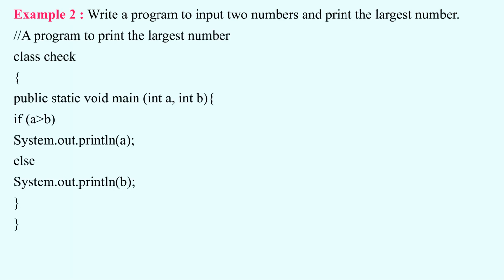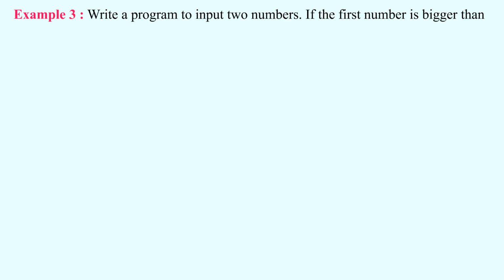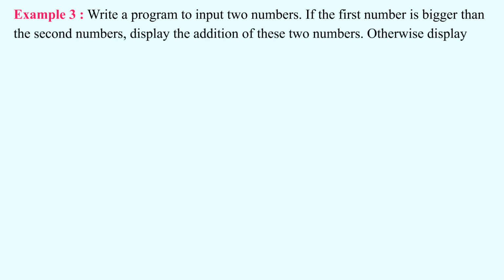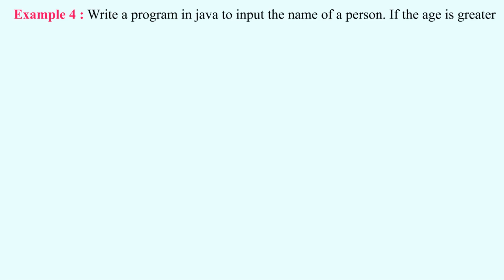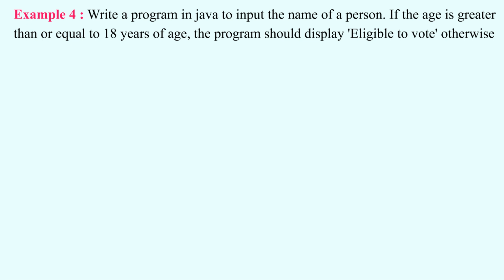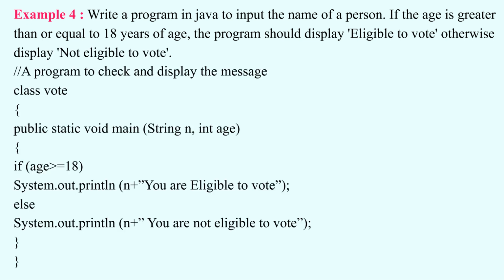Example 2: write a program to input two numbers and print the largest number. Example 3: write a program to input two numbers. If the first number is bigger than the second number, display the addition of these two numbers. Otherwise, display multiplication. Example 4: write a program in Java to input the name and age of a person. If the age is greater than or equal to 18 years, the program should display eligible to vote, otherwise display not eligible to vote.